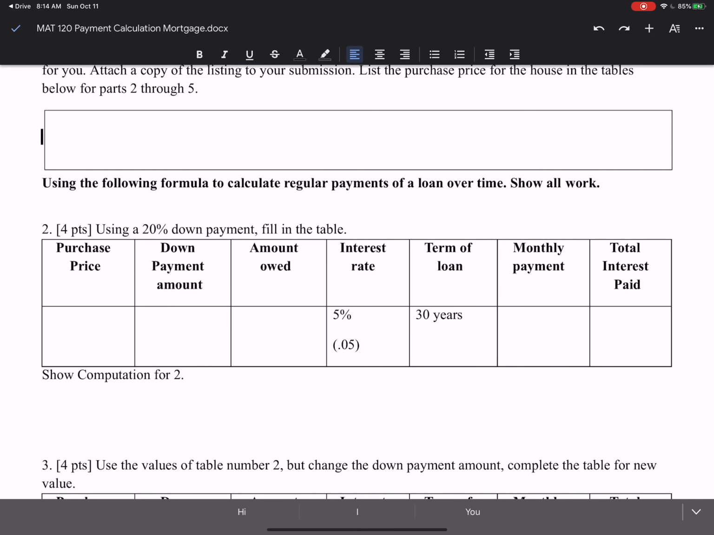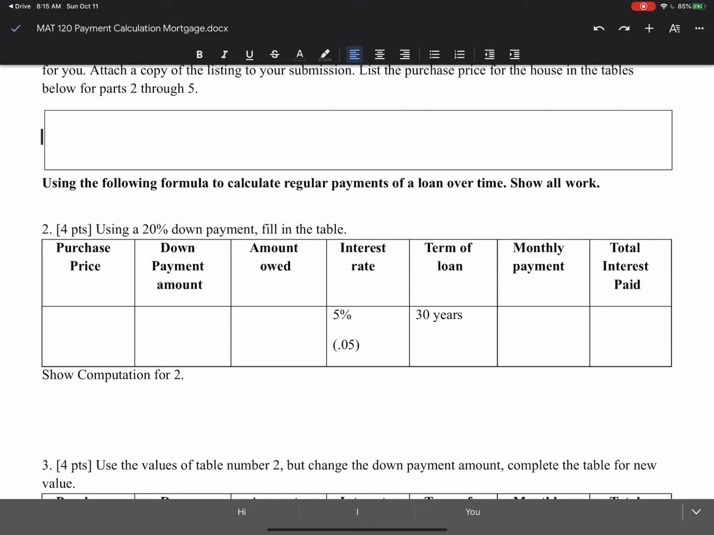Then you're going to list the purchase price in this first box in number 2, and using that 20% down payment, you're going to calculate the down payment amount. Then you'll calculate the amount owed. Remember, that's another name for the principal. And then you're given the interest and the term of the loan. You'll have to calculate the monthly payment and the total interest paid.